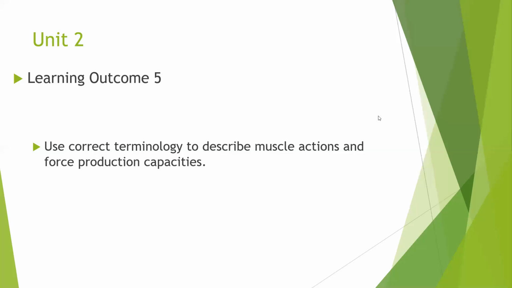Today we are finishing up with Unit 2. So we are getting into Learning Outcome 5, or our last learning outcome here. And this is going to be describing muscle actions and force production capabilities. What we're going to look at here is how our muscles produce force, what kind of force they produce, and how we can apply that in a practical sense. So what you're going to get to look at here are a whole bunch of graphs, and we're going to go ahead and break this down from a fundamental standpoint.